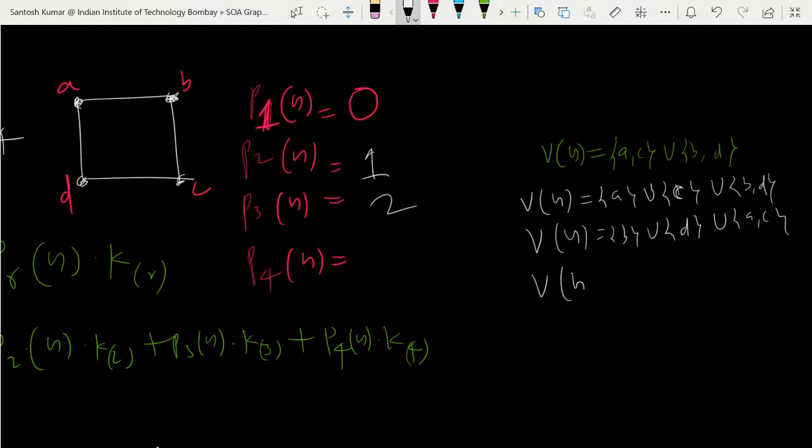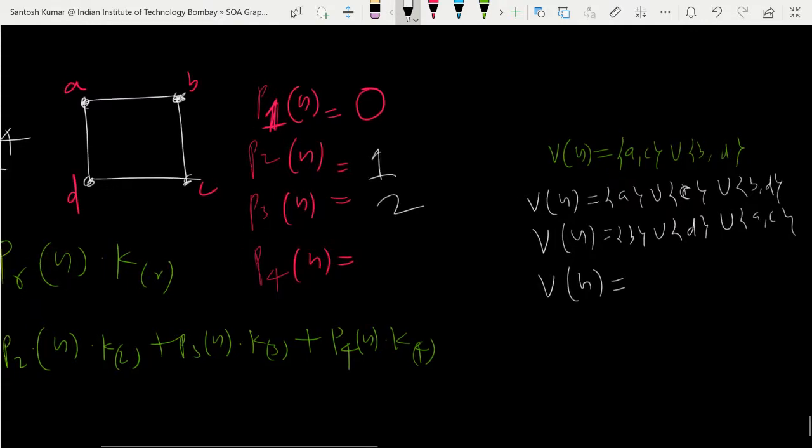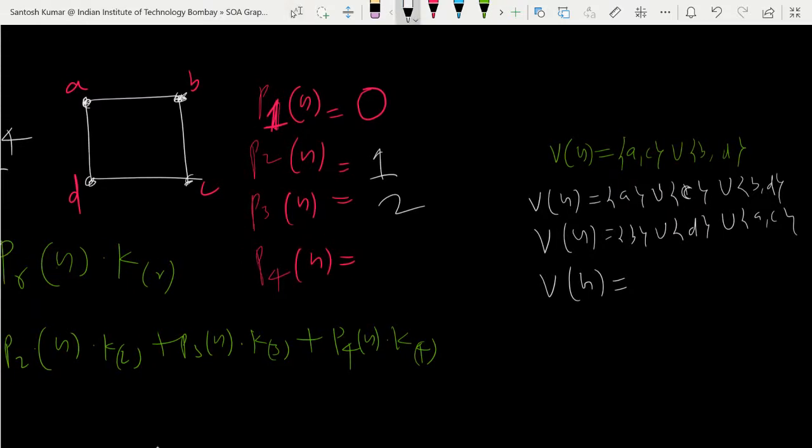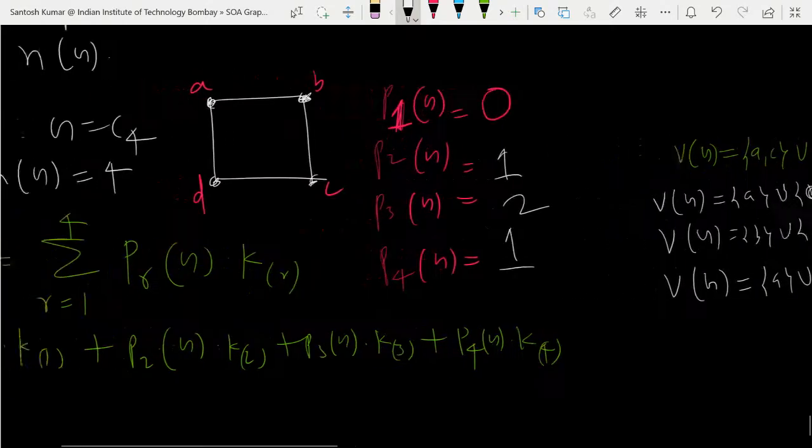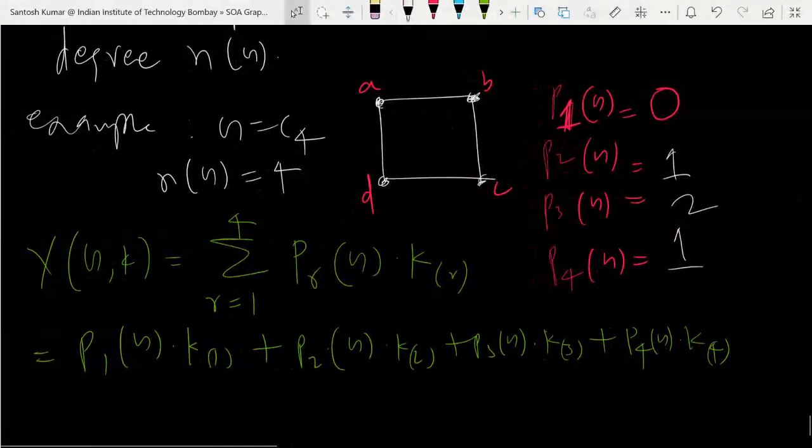Okay, vertex set of G, can you partition it into four independent sets? Yes, sir. A, B, C and D. So simply A, B, C and D. You have only one way because you cannot change this. So we got the values of P1, P2, P3, P4.